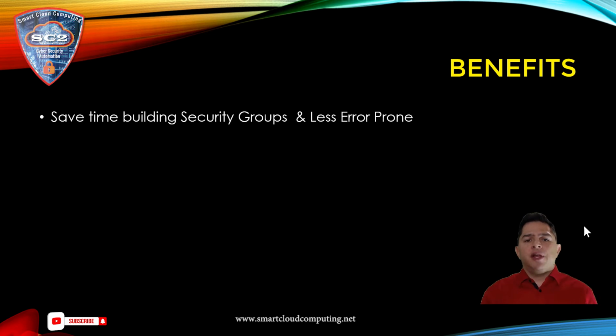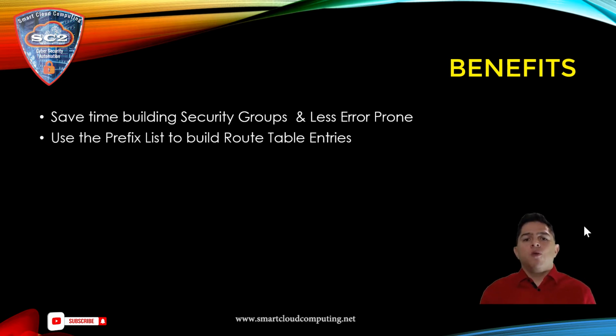Now let me give you a quick example. When you build several security groups, you have to specify the IP prefix on every security group rule. If you have a rule with 10 or more IP prefixes, you need to add them manually, so it becomes a time-consuming and error-prone task. Even if you automate this process, you will have to build your code for each and every security group and VPC.